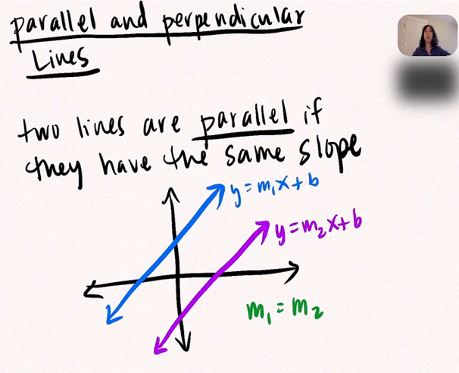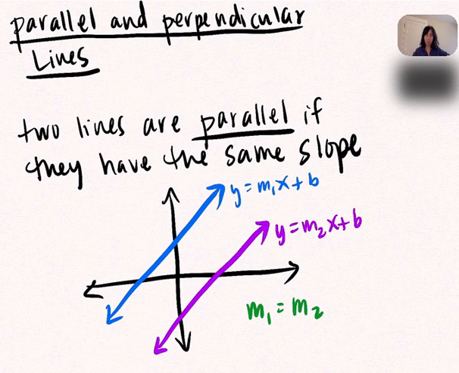Parallel and perpendicular lines. Let's start out with parallel. By definition, two lines are parallel if they have the same slope. So if you were to look at the equations for these two lines, the m1, or the slope for this blue line, is going to be the same as m2, the slope of the purplish line.